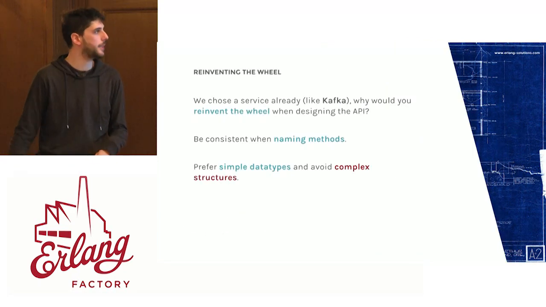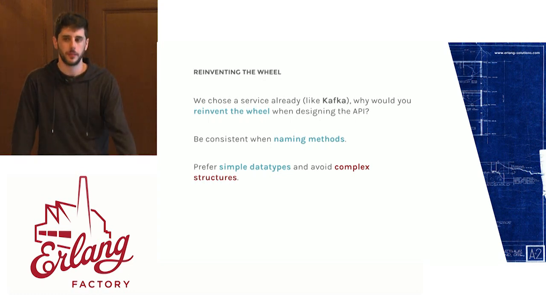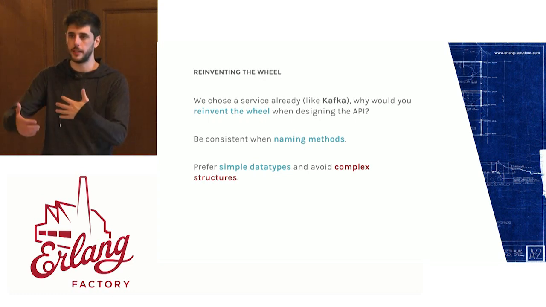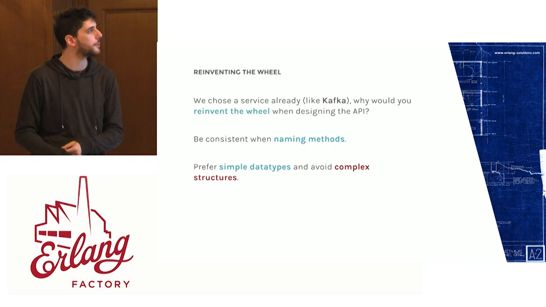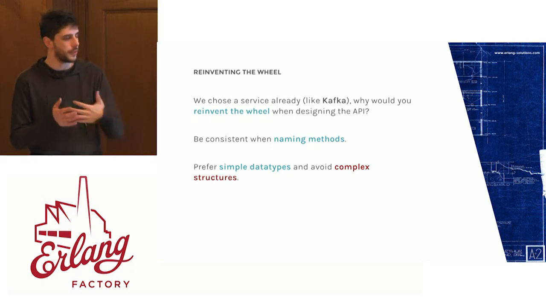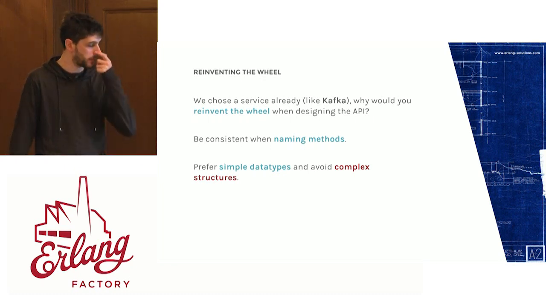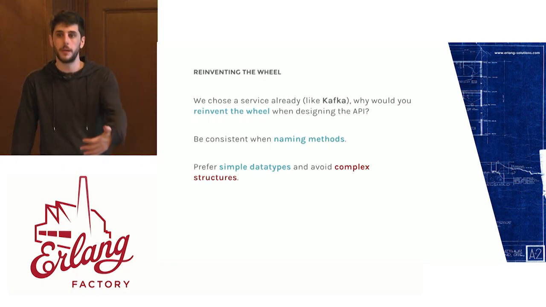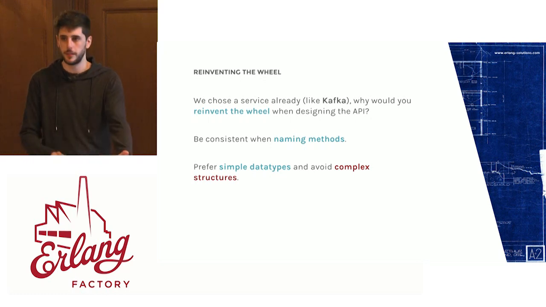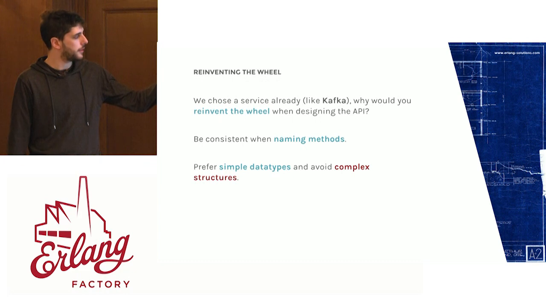And by good design, I mean that if we chose Kafka, which we did for a reason, we did that because we like the architecture. We like the solutions it proposed to the problems. So why would we reinvent the wheel when we're doing the API? If we try to mimic what Kafka did, then we're going to arrive at the same advantages that Kafka has that we liked. And also there's the simplicity of naming methods.